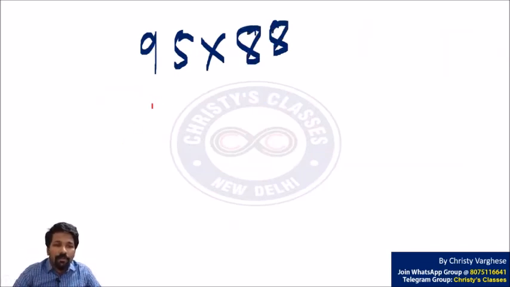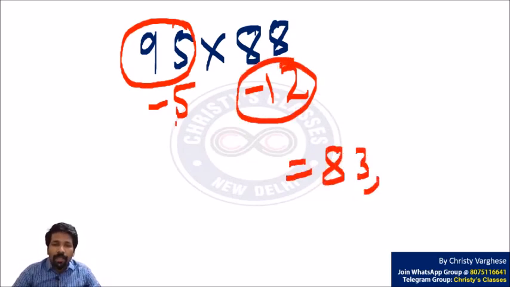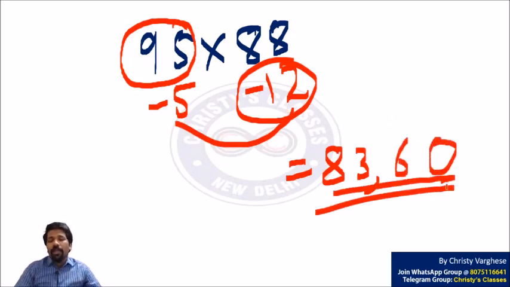95 is minus 5 away from 100. This is minus 12 away from 100. 95 minus 12 is 83. Minus 5 into minus 12 is plus 60. So, just write it down. 83, 60 will be the answer. I hope all of you understood that also. Now, try the next question.